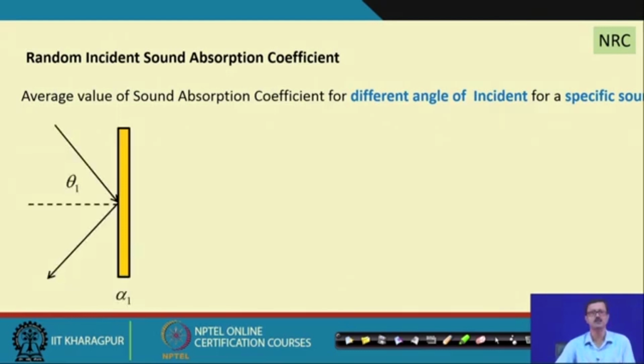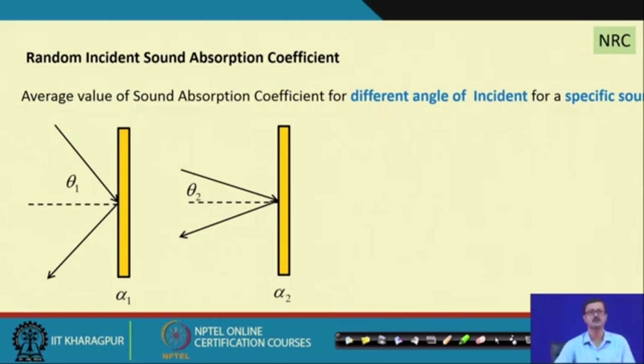Suppose I test a particular panel with angle theta 1, I may get an alpha 1 for that, so the ratio of absorption to incident is alpha 1. Now, suppose in a second test I change the angle of incidence to theta 2, which may be less or more than theta 1, and in the second case I get an absorption coefficient of alpha 2. So, I have to take a particular value; I cannot go for only alpha 1 or a specific value.